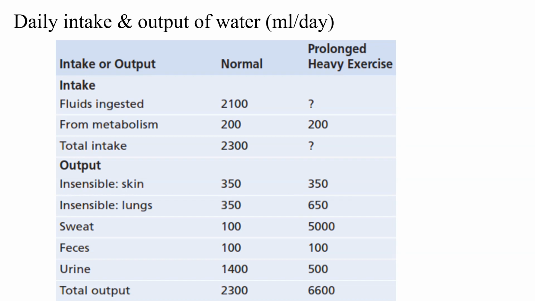So from that metabolic activity, around 200 milliliters of water is produced. So total intake in our body is 2300 milliliters, and that same amount is the output to balance our body. Insensible perspiration through skin is 350, by lungs 350, sweat generally depends on our body activity, feces 100, urine 1400. So if we are taking more water, then what will happen? Output will also be more. So they are balanced.